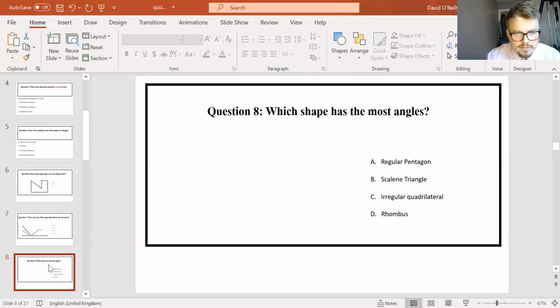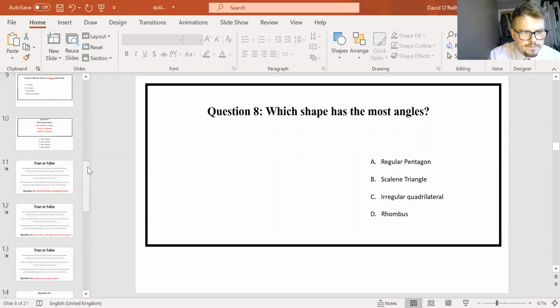Okay, next question. Which shape has the most angles? Regular pentagon, a scalene triangle, an irregular quadrilateral, or a rhombus. Okay, so 4 sides in a rhombus, 4 sides in any irregular quadrilateral, 3 sides in any type of triangle, regardless of whether it's scalene or not, 5 sides in a pentagon. So the answer is A. A has 5 sides. It has the most sides of all of those shapes. The next question.